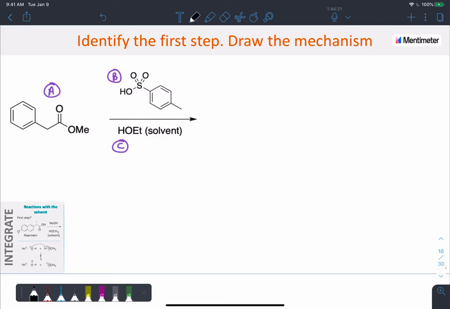Okay, so as we talked about in class, the first step of that reaction is in fact going to be the collision of solvent with that acid.